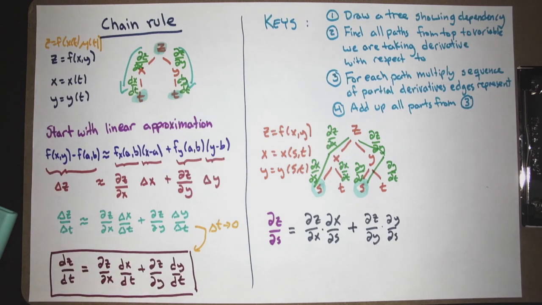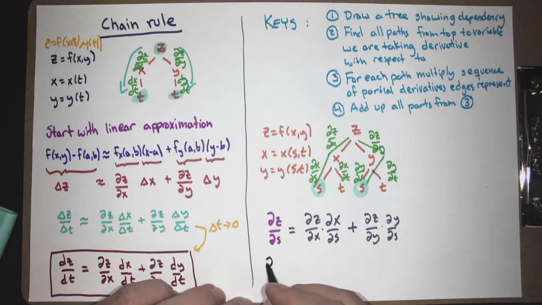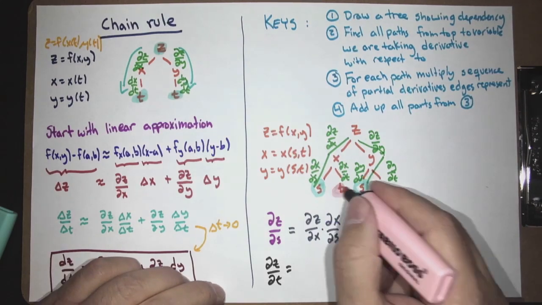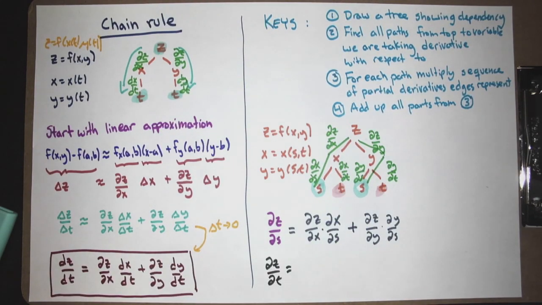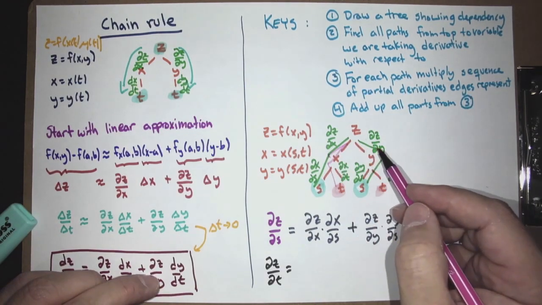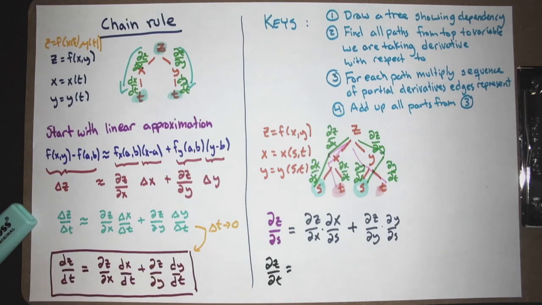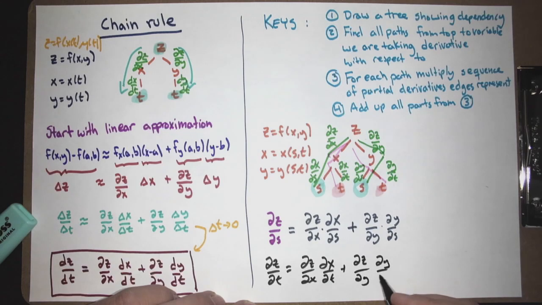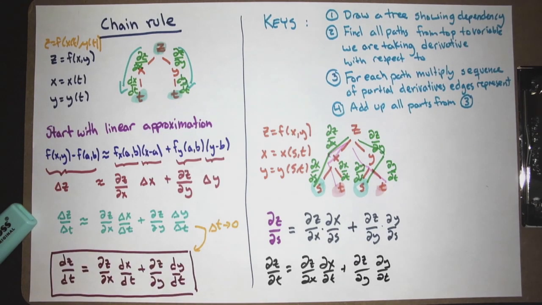Okay, so what if I asked for partial z partial t? What would that look like? Aha, someone was like, Steve, just copy. Just change s's to t's. And essentially, it's a similar idea, right? Because what's going to happen is now you have similar paths, except you just branch in a different way. So it would be partial z partial x, partial x partial t, plus partial z partial y, partial y partial t. Okay, so this is the idea of the chain rule.